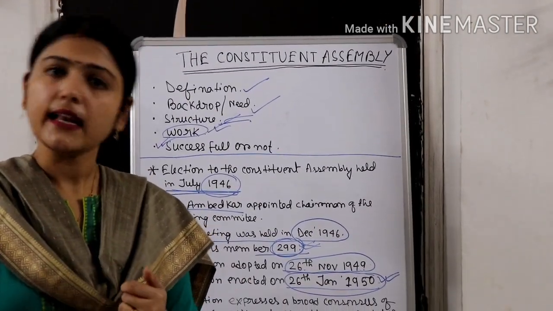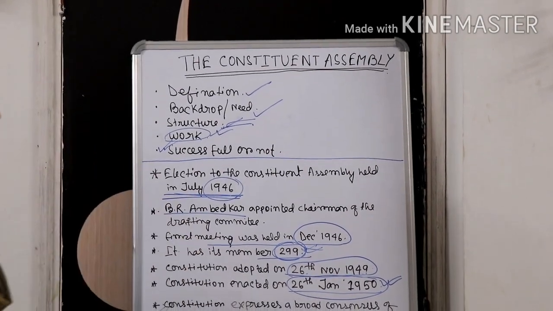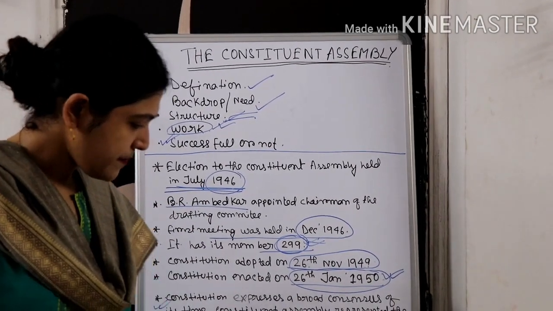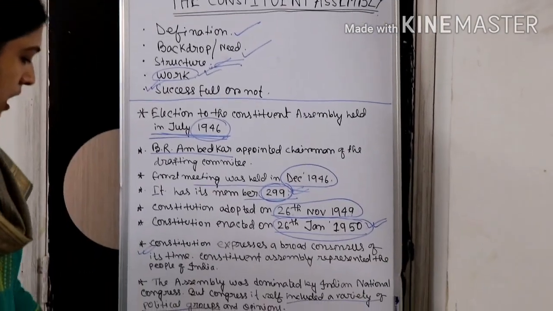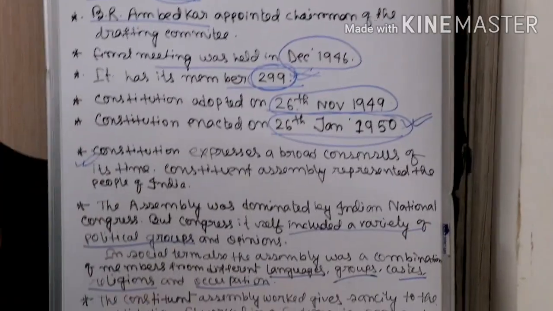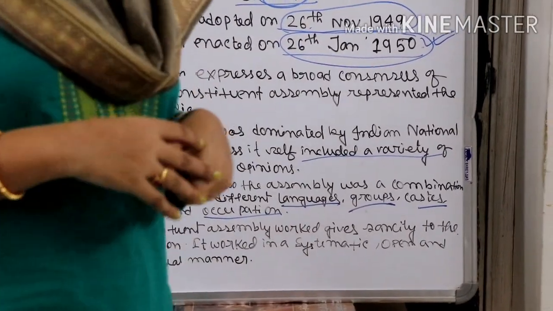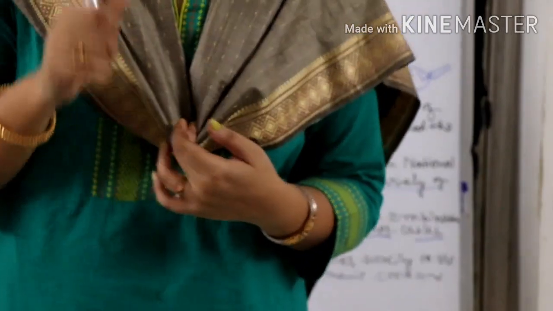Next, the Constituent Assembly worked to give sanctity to the constitution. It worked in a systematic way. It accepted everyone's opinion.